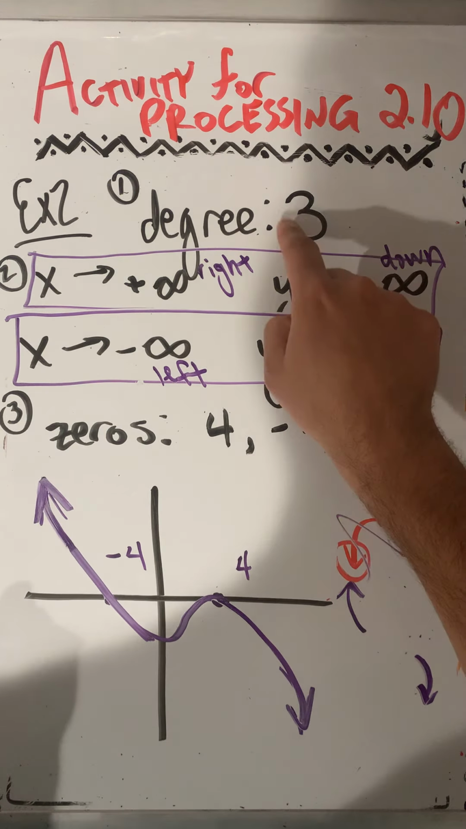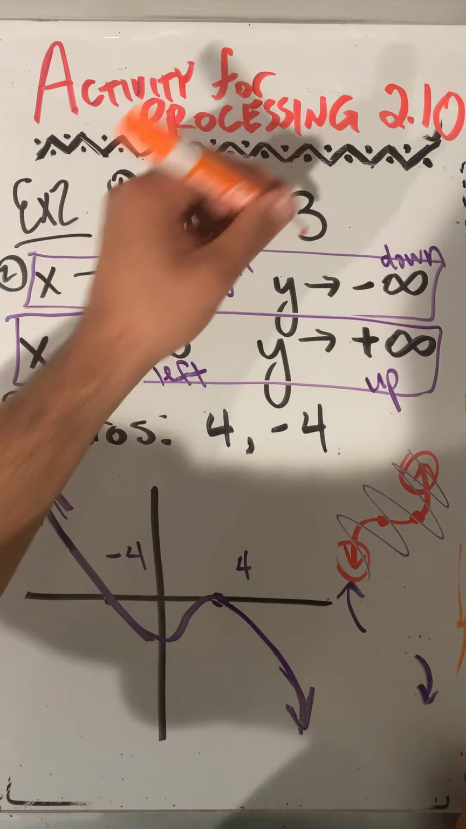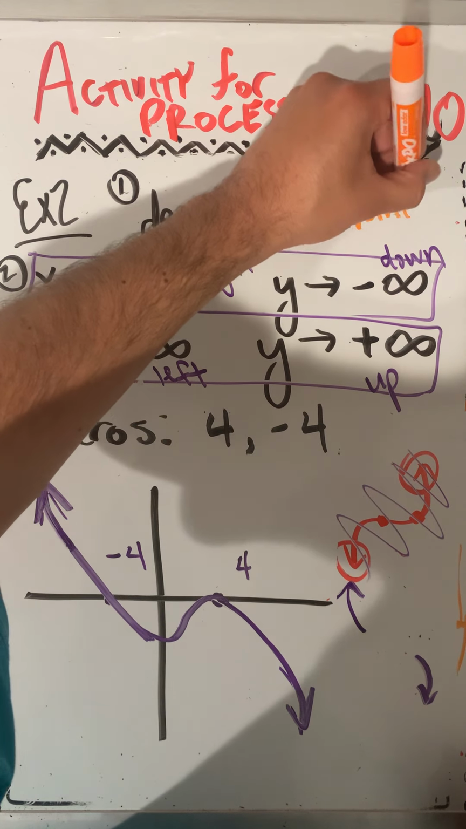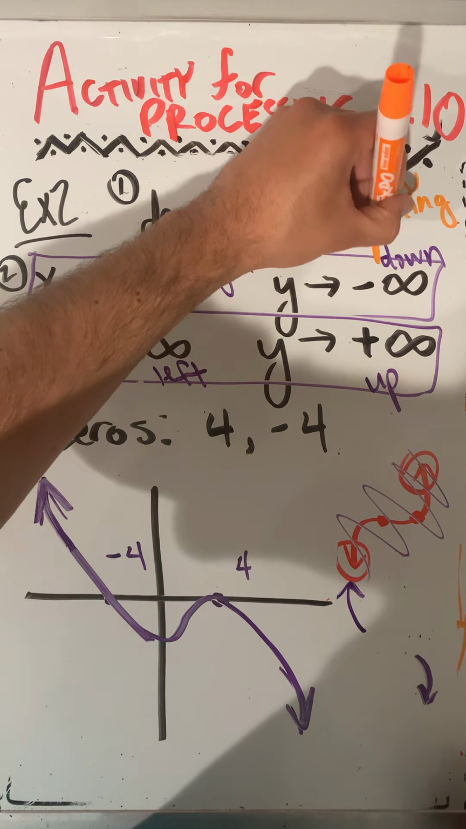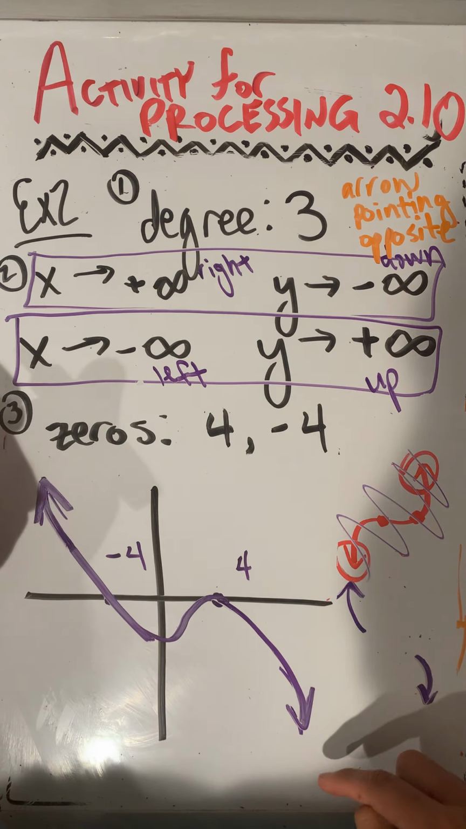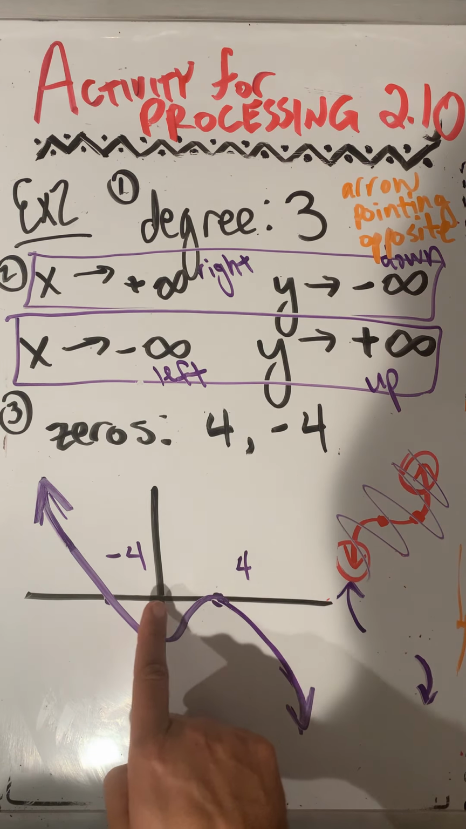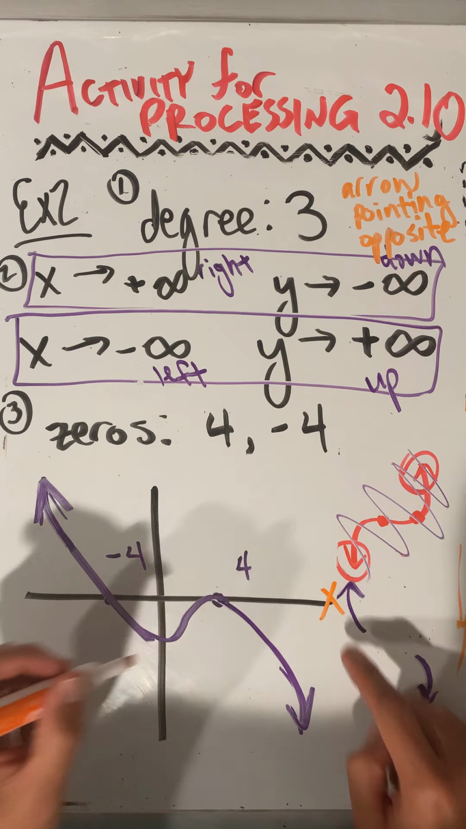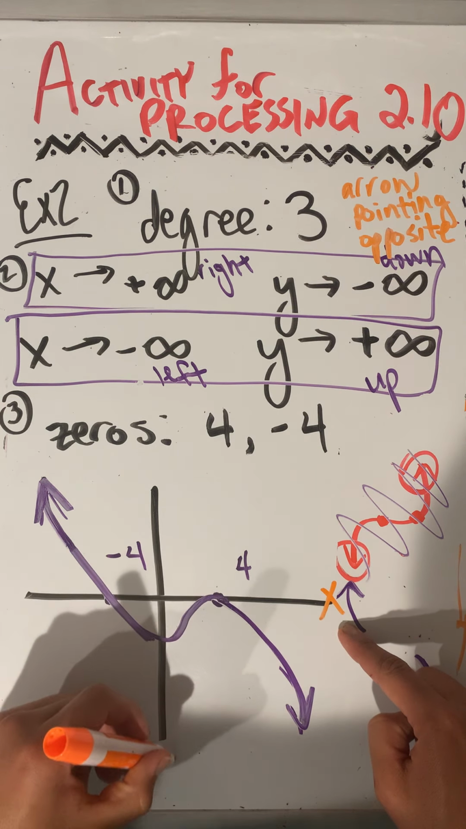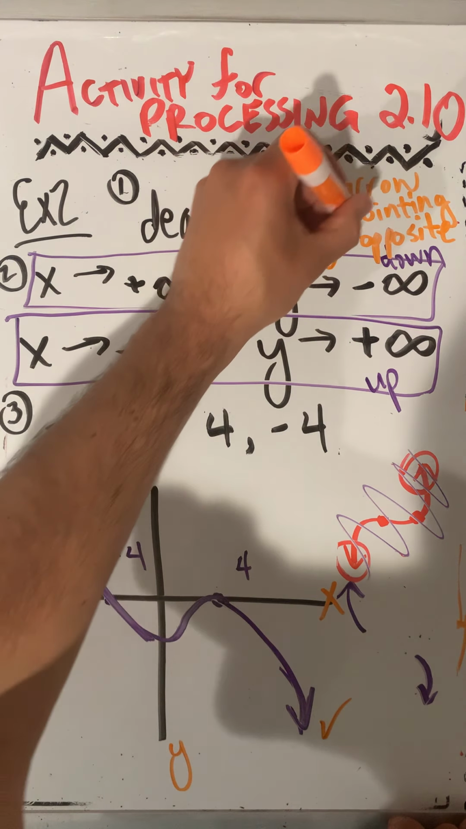All right, so first of all, degree 3, is it cubic? Yes, it is. I have arrows that point in opposite directions. So arrows pointing opposite. Cool. As x gets larger and larger in the positive direction, y gets larger and larger in the negative direction. Okay, so write down, that was check. Okay, so I'm good there.